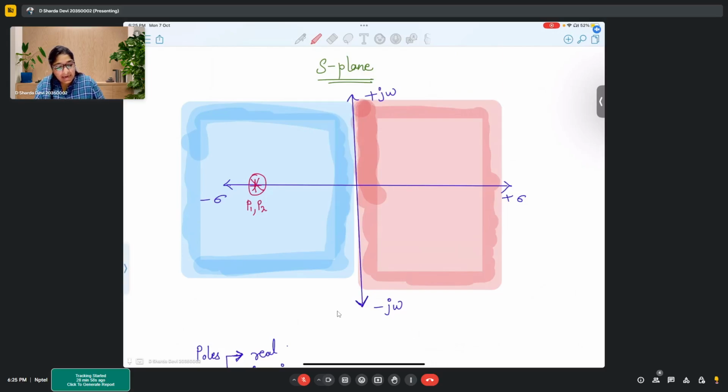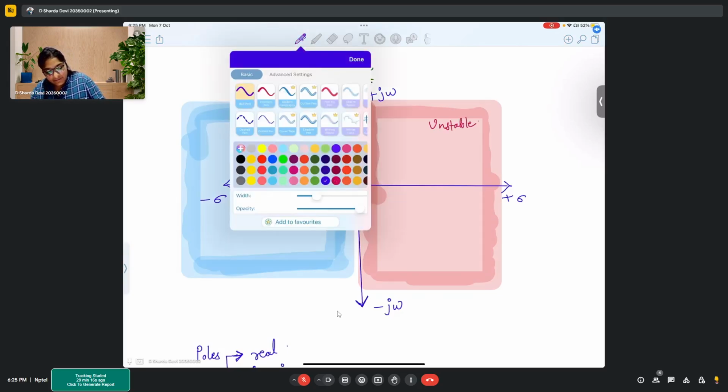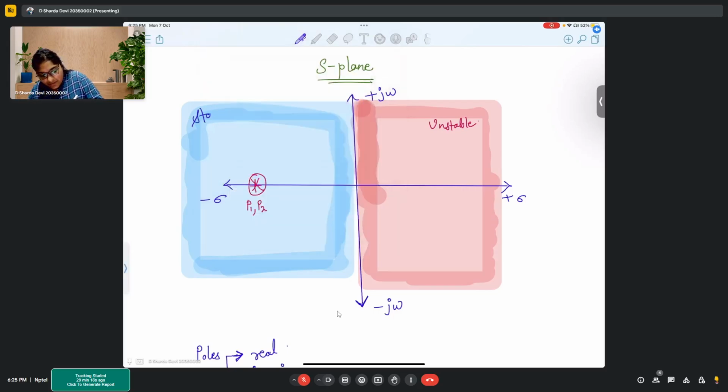So if you have a system, you found the transfer function, then you find the pole of that system. And if your pole comes out to be with a positive sigma, that is the positive real part, anything with positive real part will come on the right hand side, right? So this is unstable region. And this particular region is stable region. Okay? This is something that we always have to keep in mind.